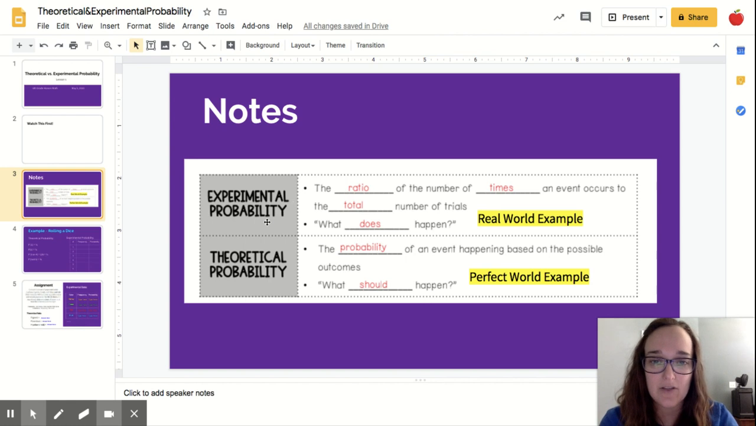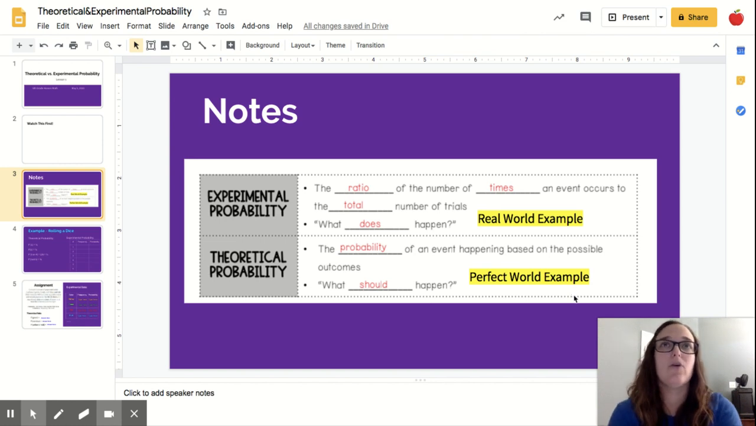So, experimental probability is the ratio of the number of times an event occurs to the total number of trials. So, that's what does happen. That's a real world example. And I'm going to talk about that in just a second. Theoretical probability is the probability of an event happening based on the possible outcomes. So that's what should happen. It's a perfect world example.